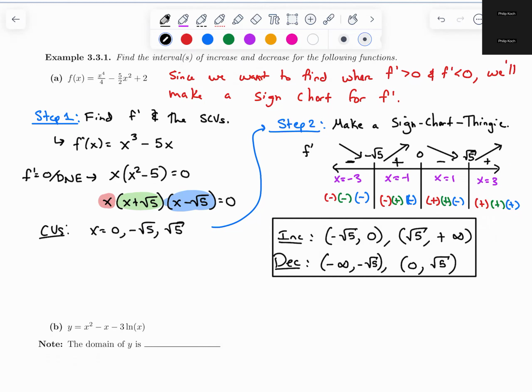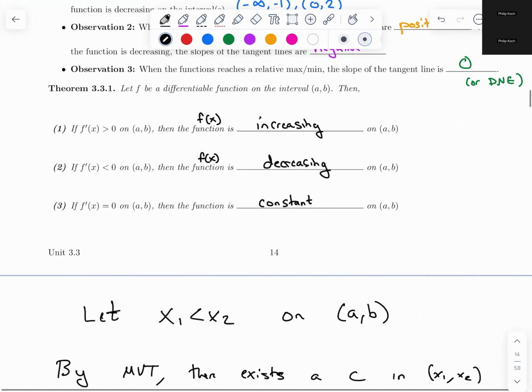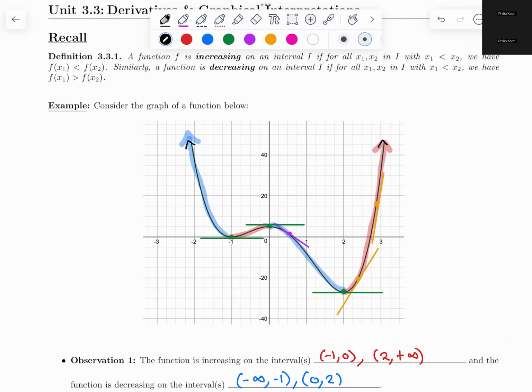But the argument was that increasing, decreasing should be met with a comma. Because if you say a union symbol, you're saying it's increasing the entire time. And looking back at this graph, if I said it's increasing from -1 to 0 union from 2 to positive infinity, from 2 to about 2.75, this piece is below this piece. So how can it be increasing throughout if it stops increasing here and then goes down?